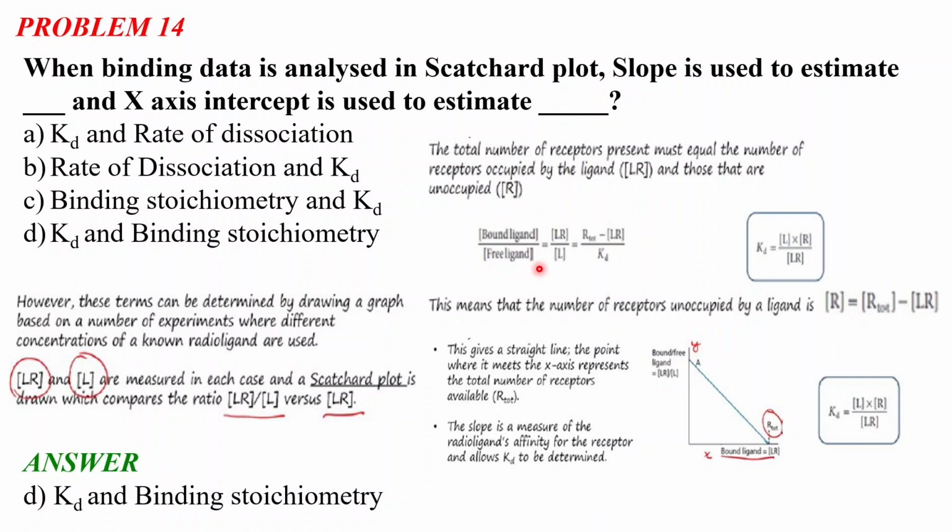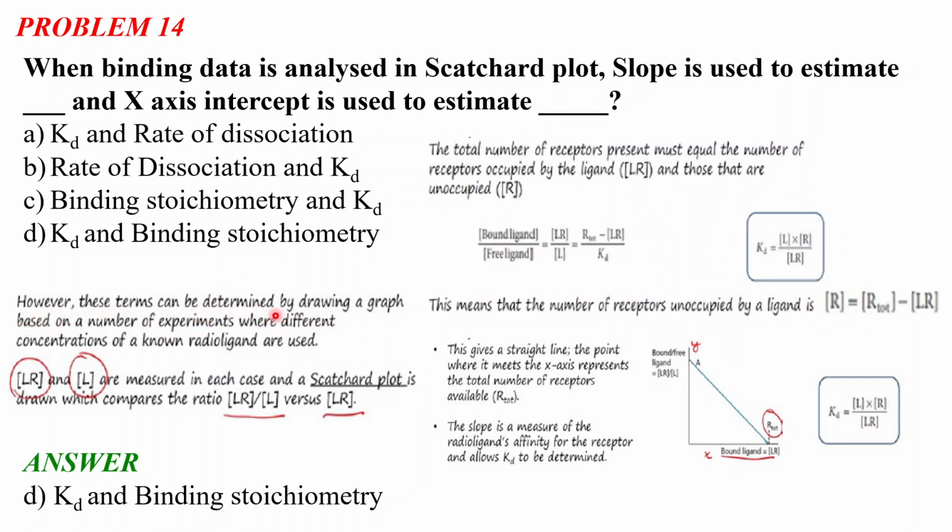So bound ligand and free ligand. There is a stoichiometry which is LR by L. This bound ligand LR can be given by R total minus LR. And this is the KD. So from this, the KD comes like this: L times R by LR. This means the number of receptors unoccupied by the ligand is R, which is R total minus LR. So R total minus LR gives R, only the unoccupied receptors, and this is how the KD formula is generated.